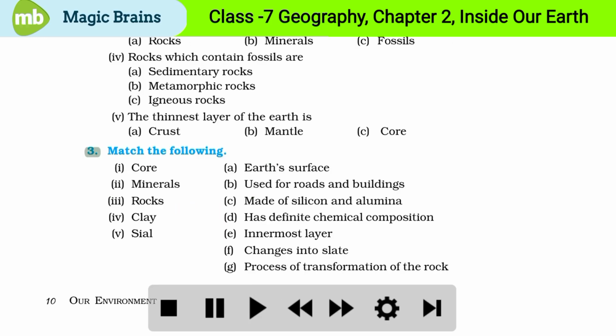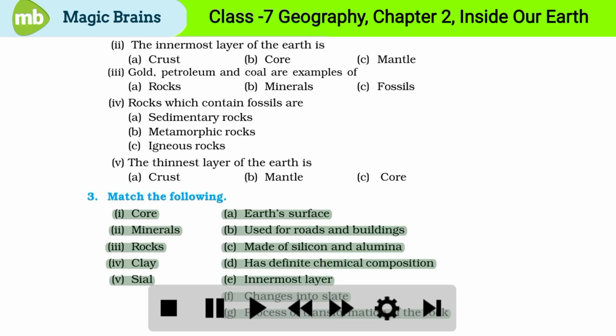3. Match the following. 1. Core, 2. Minerals, 3. Rocks, 4. Clay, 5. Sial. Your choices are A. Earth's surface, B. Used for roads and buildings, C. Made of silicon and alumina, D. Has definite chemical composition, E. Innermost layer, F. Changes into slate, G. Process of transformation of the rock.